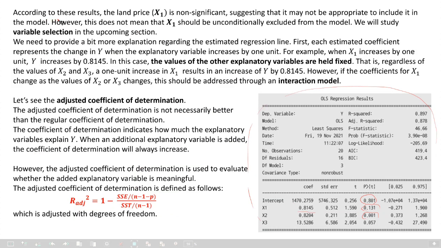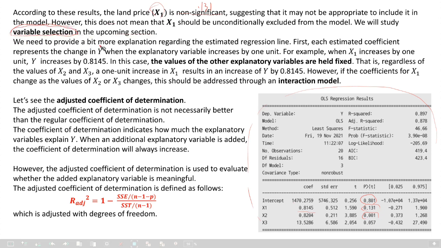All right. According to this result, the land price x1 is non-significant because the p-value is 0.131, suggesting that it may not be appropriate to include it in the model. So just kick out x1? No, wait for a while. However, this does not mean that x1 should be unconditionally excluded from the model. We will study variable selection in the coming section. Okay, so you have to, I think, wait for a while.